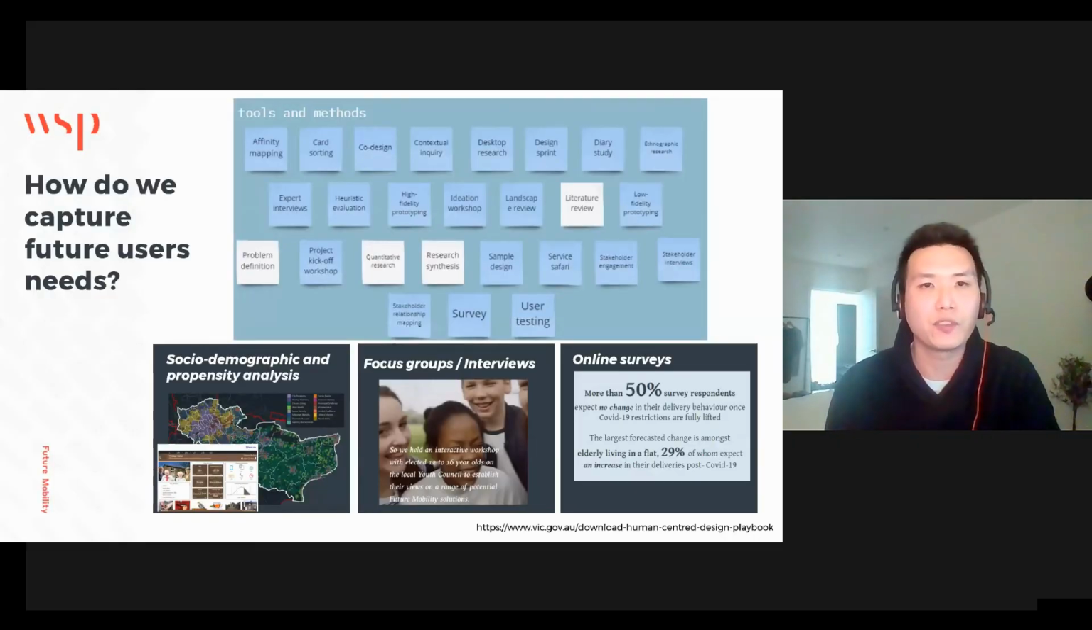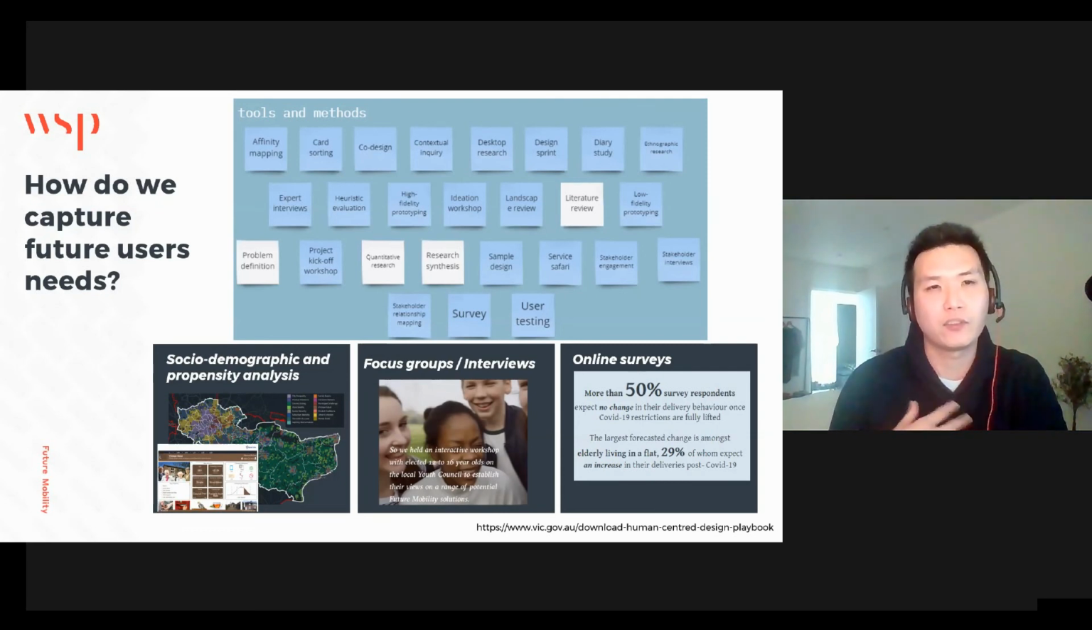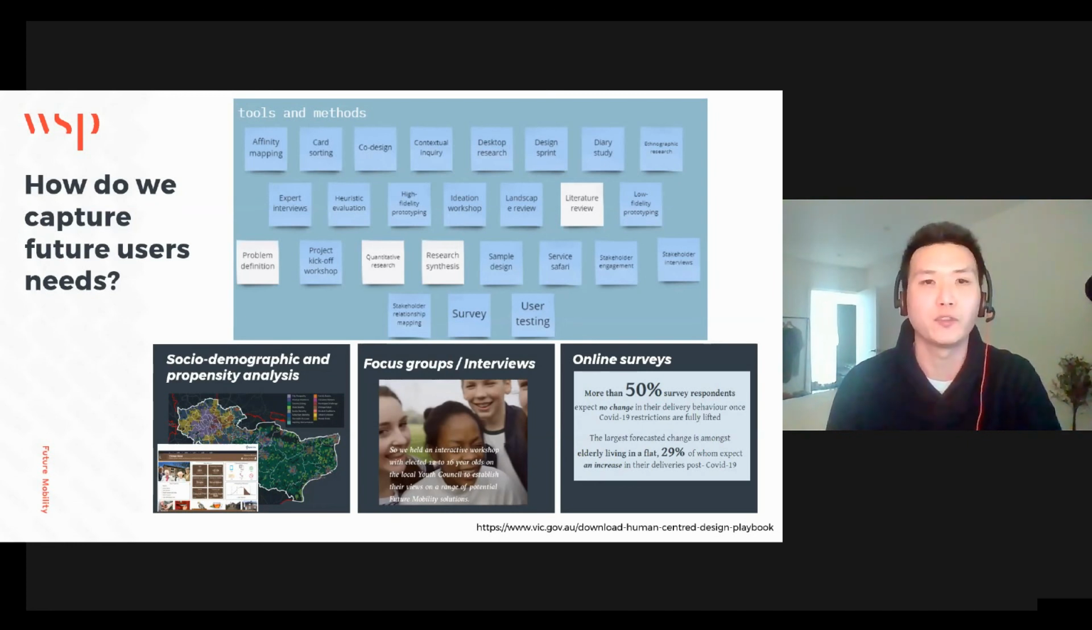This is just some tools and methods that form part of the user-centric design, and this is actually from an Australian Victorian government document. Some methods that we use at WSP are so obviously socio-demographic and propensity analysis using things like Mosaic, small focus interviews or focus groups, and the one that I'm going to focus on next, online surveys, which are really useful, and especially probably more useful now that we're in COVID, where we have less opportunity for face-to-face interaction.